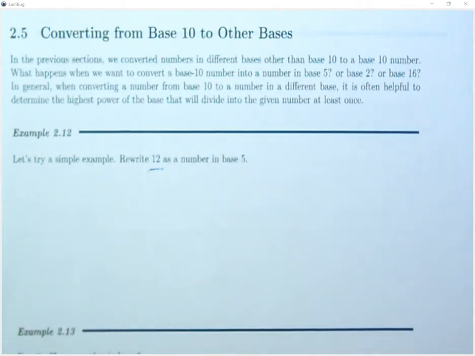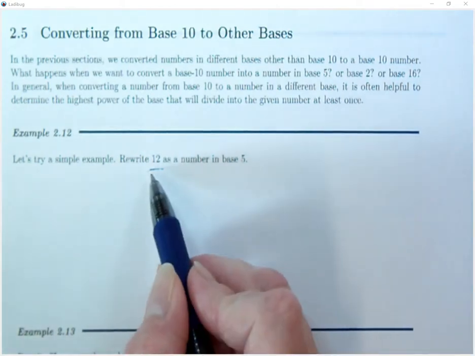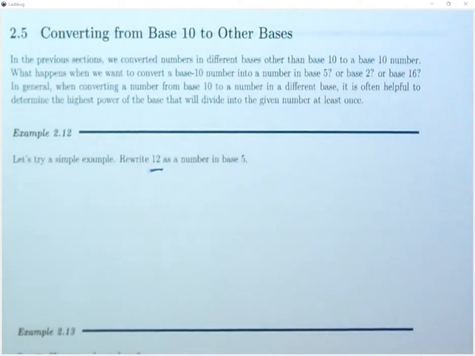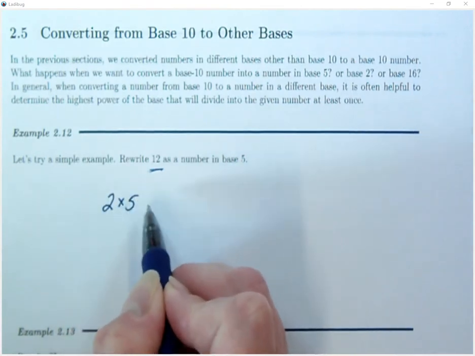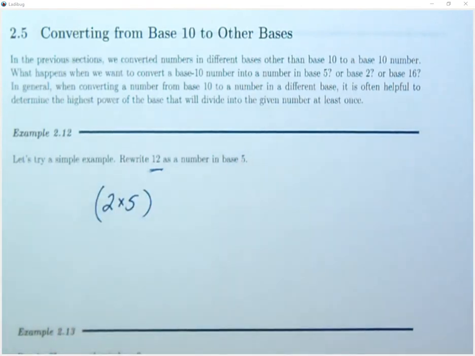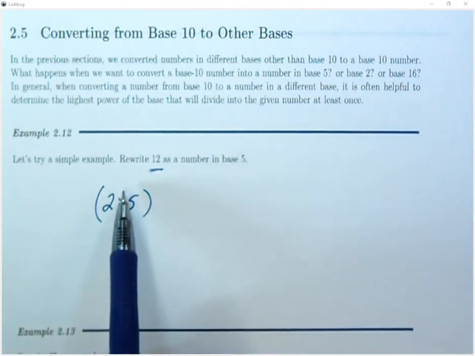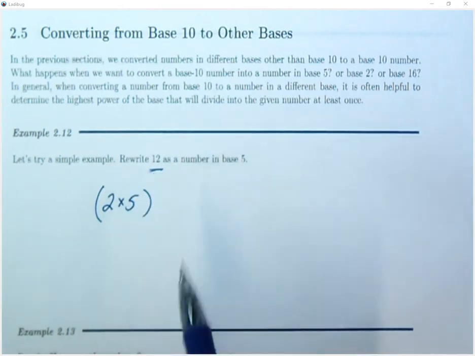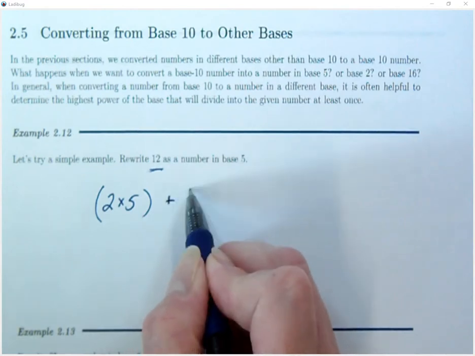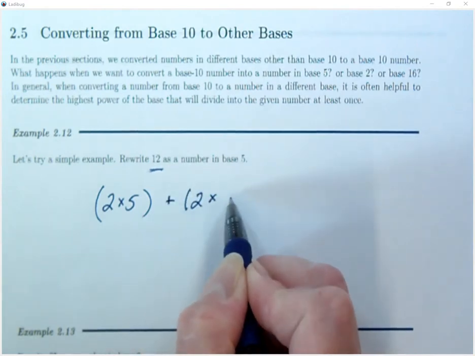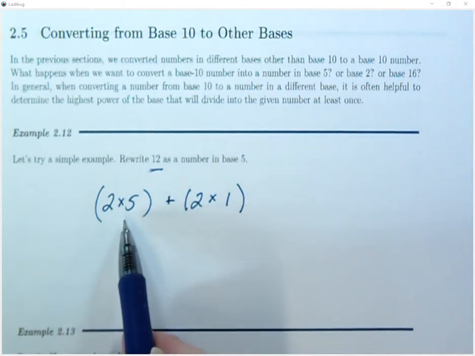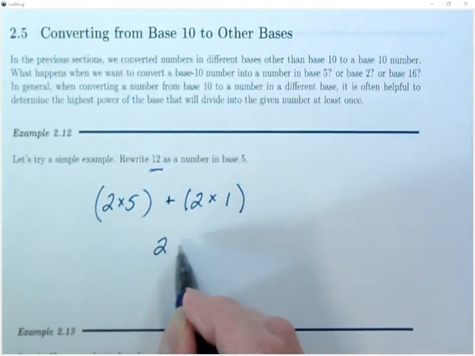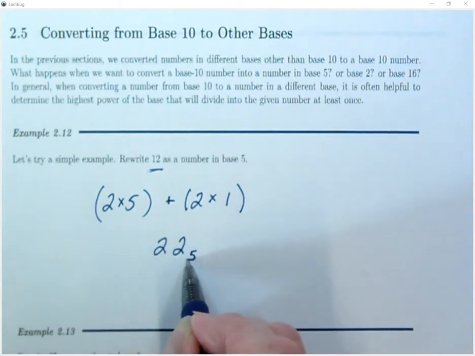So this one we can look at intuitively, and we can say, okay, well, I know I have 2 groups of 5 in there because we're looking at base 5. So if I said 2 groups of 5, that would give me the 10, right? And then there's 2 left over in my ones. Okay, so that would be the number in base 5, 22 base 5.